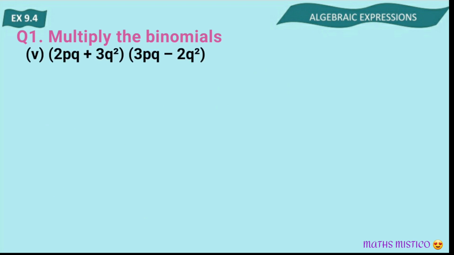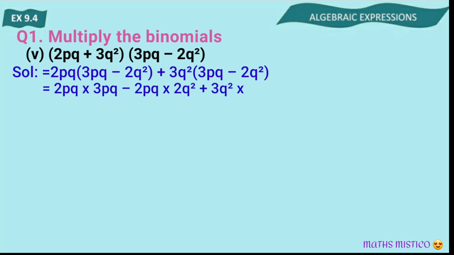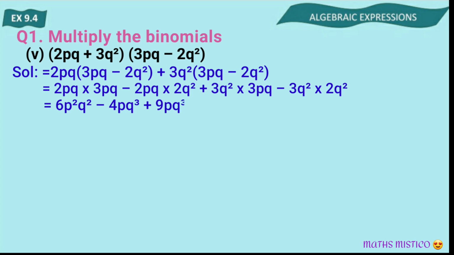In the fifth part, 2pq and 3q square will be multiplied by the second bracket one by one, and then we get 2pq into 3pq minus 2pq into 2q square plus 3q square into 3pq minus 3q square into 2q square. Moving on, 6p square q square minus 4pq cube plus 9pq cube minus 6q raised to power 4.